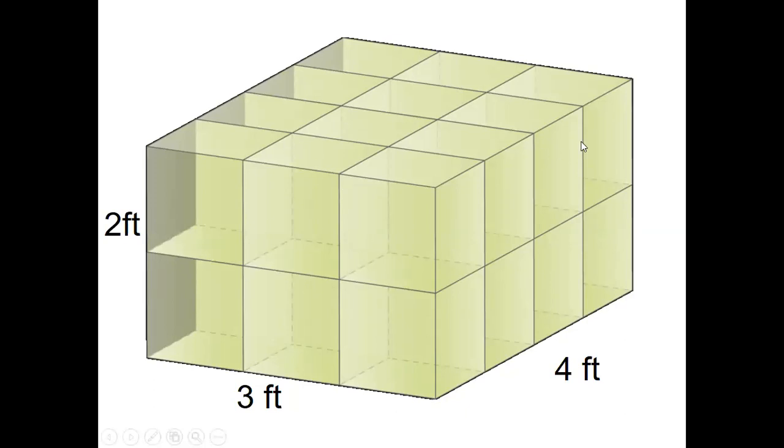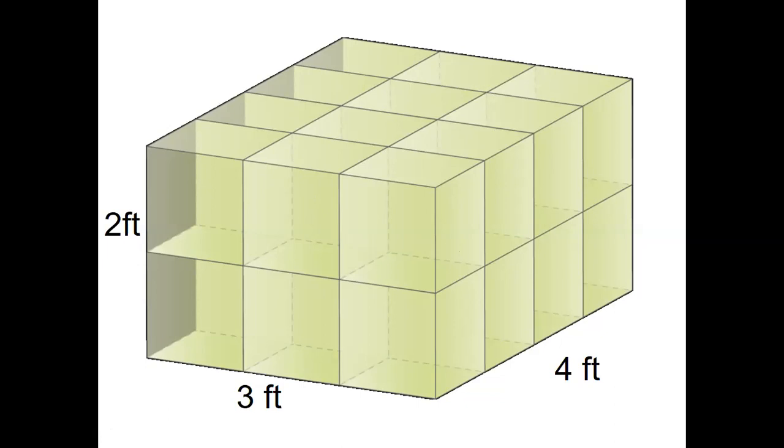Okay, so I have 2 rows. I've got a row on top and a row on bottom. Let me count the ones on top. So I've got 1, 2, 3, 4, 5, 6, 7, 8, 9, 10, 11, 12. Hopefully you can see my cursor of my mouse there. And then, okay, so I have 12 cubes in my top row, and the bottom row is an exact copy. So altogether, I should have 24 cubes. So we would say that the volume of this rectangular prism would be 24 cubic feet.